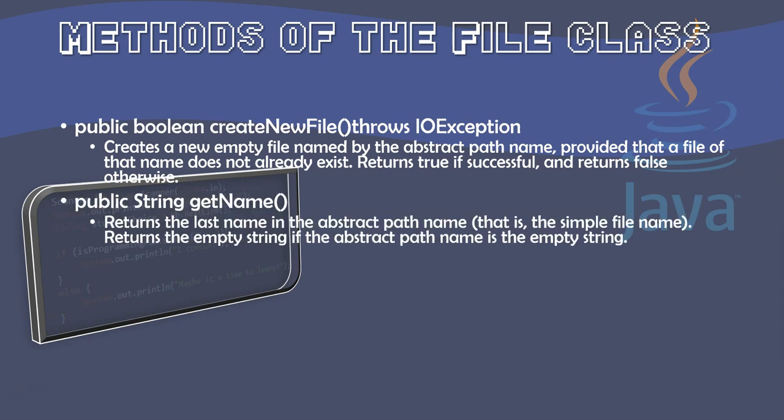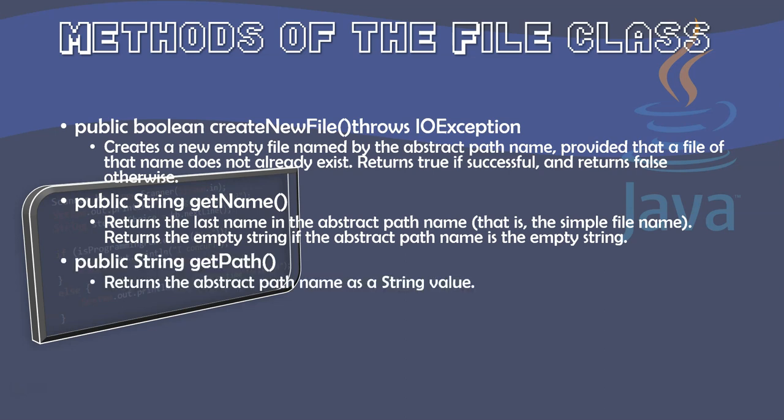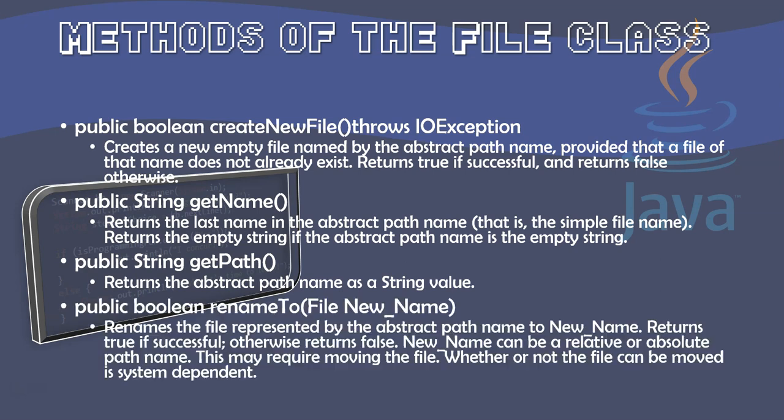Then we start moving into some of our other methods that aren't Boolean. So for example, we have a String method called getName, which is simply going to return the last name in the abstract path name, which is another way of saying it's the file name. We have, of course, getPath, which just gets our abstract path as a string value. We have the Boolean renameTo, which allows us to rename it to a new file name.